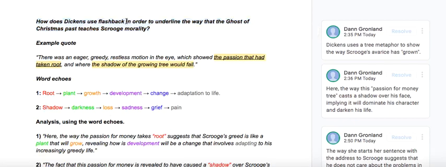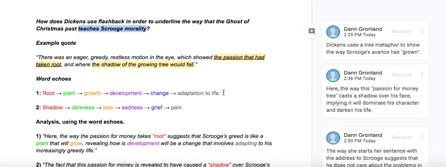So how does Dickens use this narrative technique where we're pulled back into the past in order to show us the way that the ghost is basically teaching Scrooge a moral lesson? So we're trying to connect those two things. That narrative technique of jumping back into the past and the writer trying to teach the main character a moral lesson.